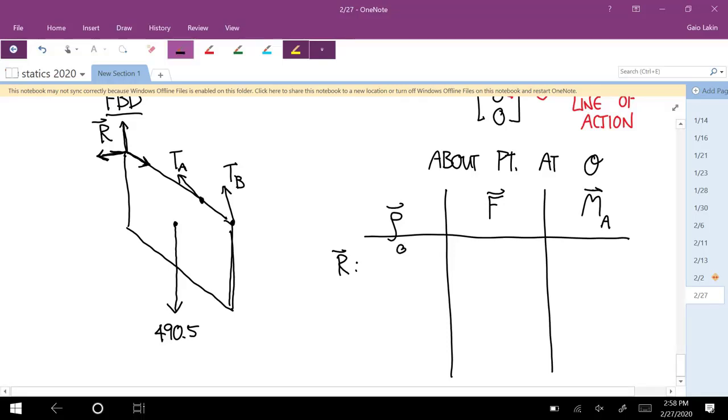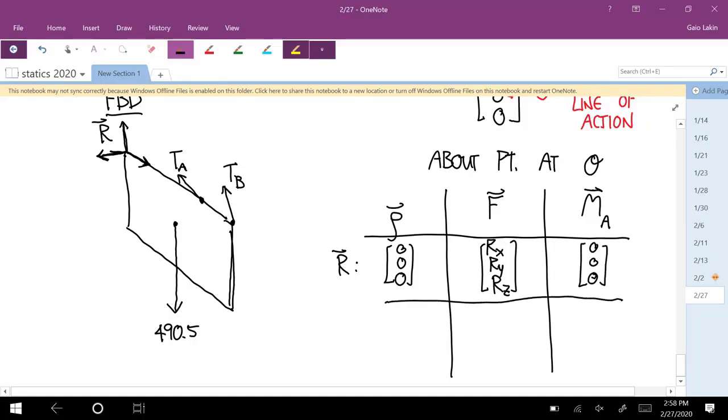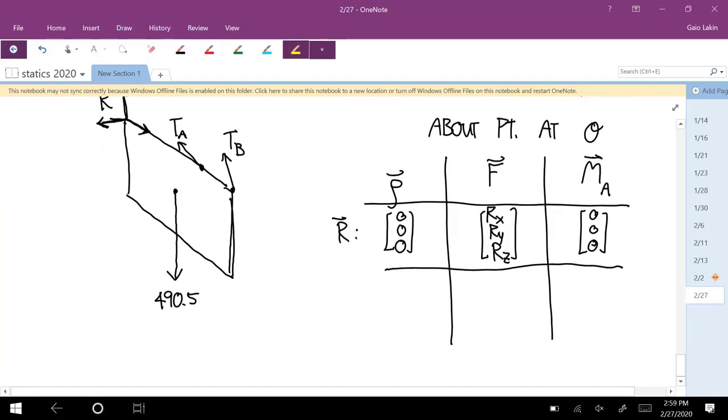0, yep. We have to do everything in 3 dimensions now. The force vector is Rx, Ry, Rz. And the moment is 0, 0, 0. We do, yeah, because our 6 equations are going to come from the 3 components of the force equation and the 3 components of the moment equation.